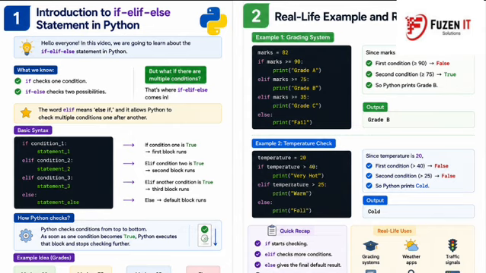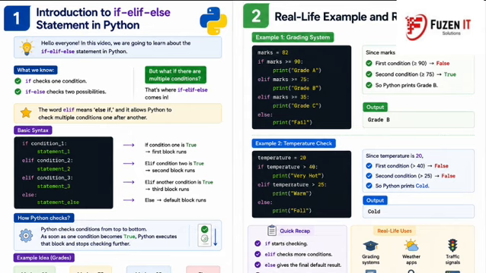If condition 1 is true, the first block runs. If elif condition 2 is true, the second block runs. If another elif condition is true, the third block runs. Else, the default block runs. Python checks conditions from top to bottom. As soon as one condition becomes true, Python executes that block and skips the rest.